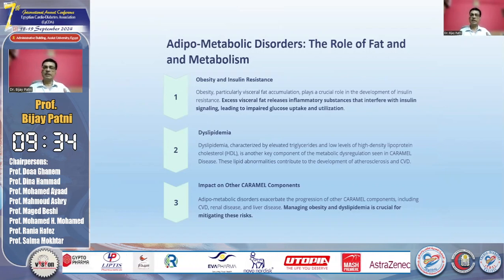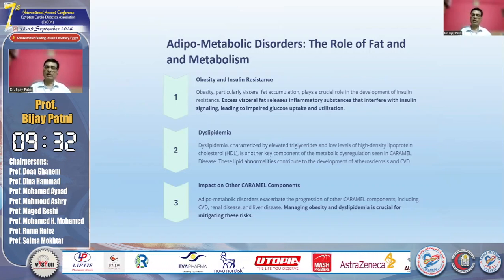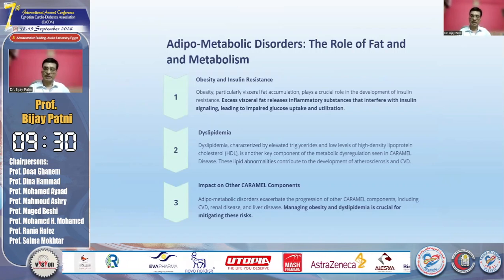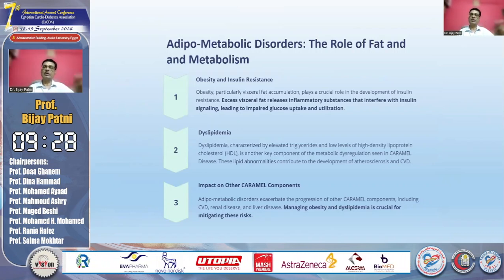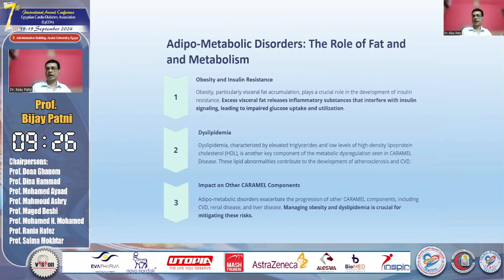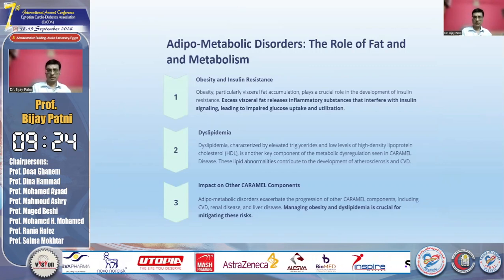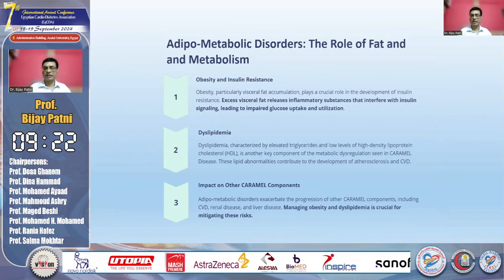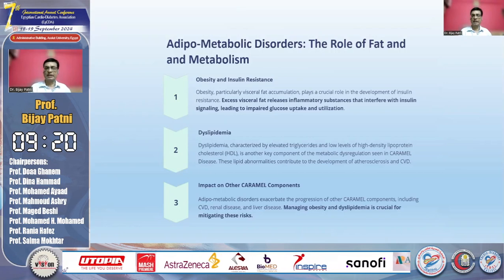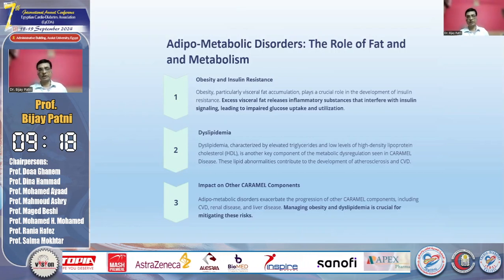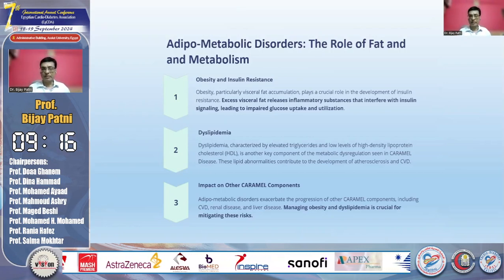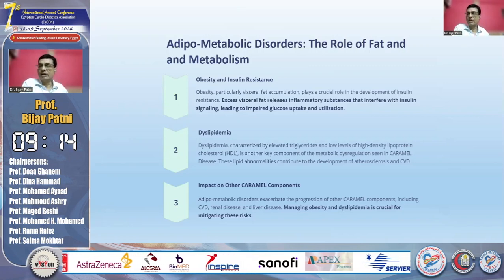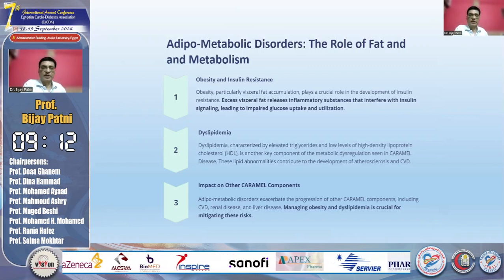This, along with dyslipidemia, which is again an important component, where an increase in free fatty acids occurs and there is fat accumulation in organs, particularly in the liver, can again lead to metabolic dysregulation. This lipid abnormality can contribute to the development of atherosclerotic CVD.